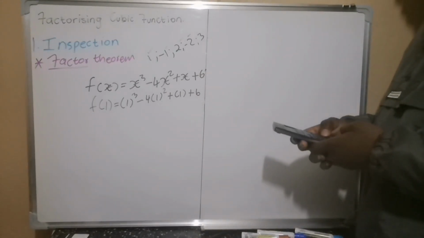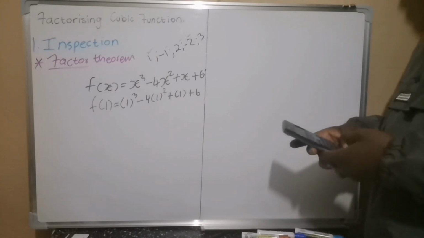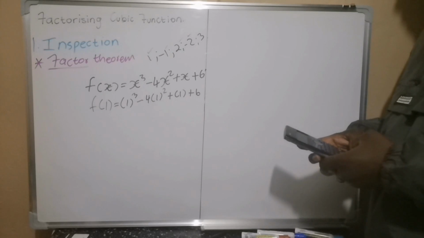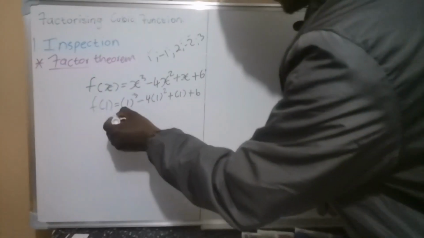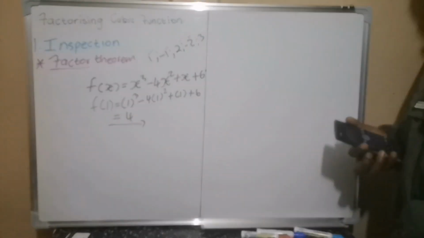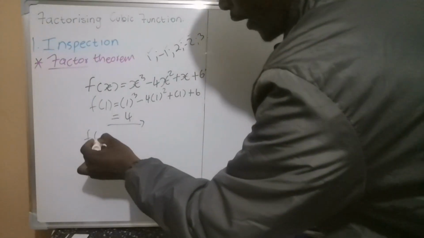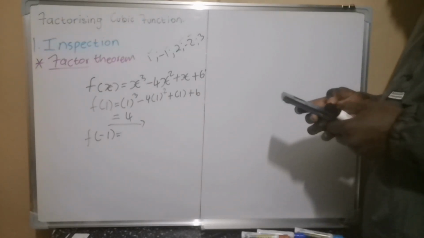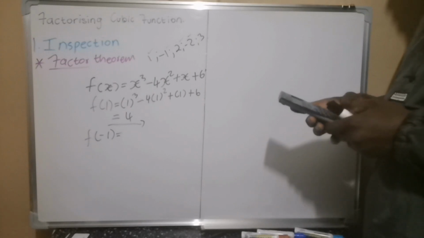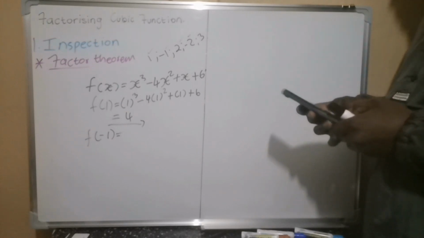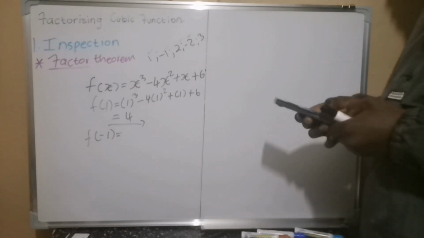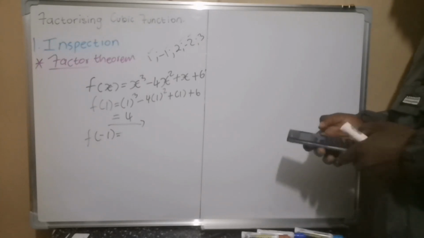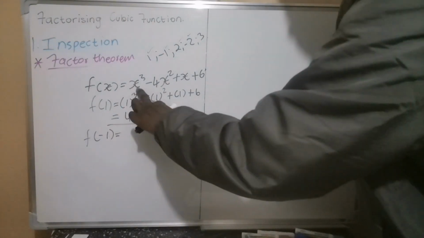So I'm going to have 1 cubed minus 4 times 1 squared plus 1 plus 6. It gives me 4. That means this is not it; I need to find 0. Then I can go to f at -1. If I put -1 where I see x, guys, yes, we are test driving here: -1 cubed minus 4 times -1 squared plus -1 plus 6. It gives me 0. Wait, let me put it properly. You must put -1 where you see x.